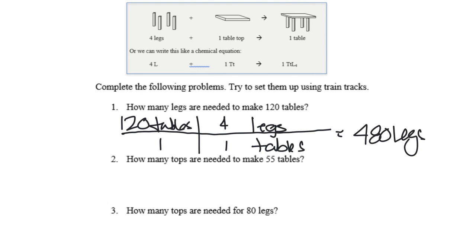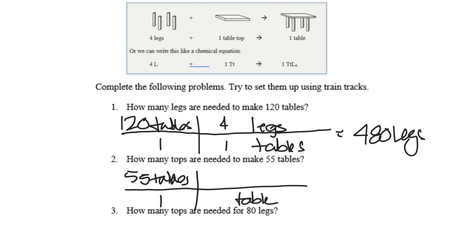Second example, again, start with the number, 55 tables, put it over 1. The unit table comes down. What I want to get to are tops. So the tops goes to the top. And it's a 1-to-1 ratio. So the math is super easy. So I'm going to need 55 tops in order to make that number of tables.